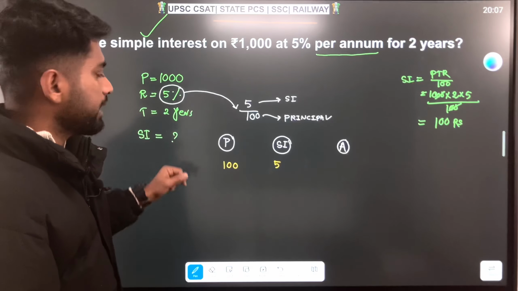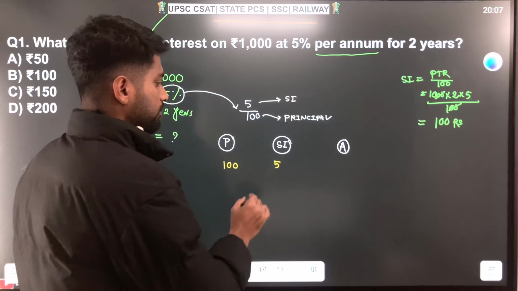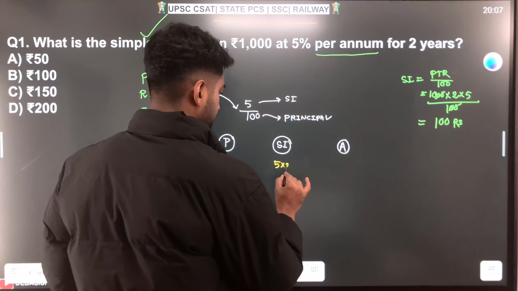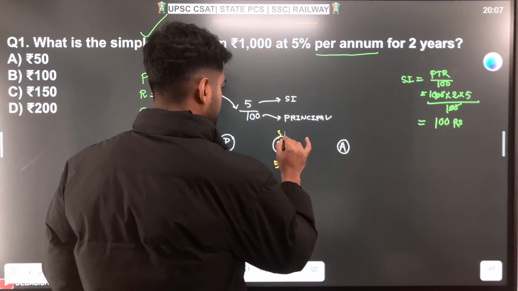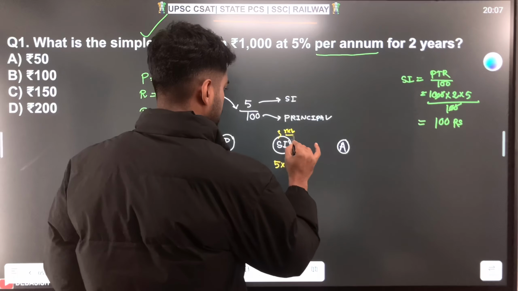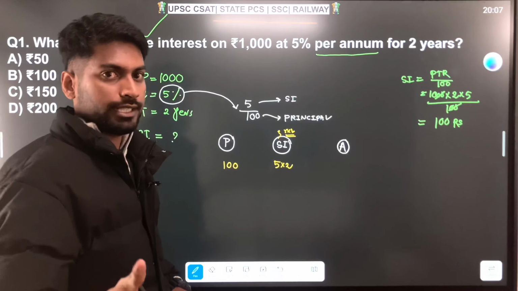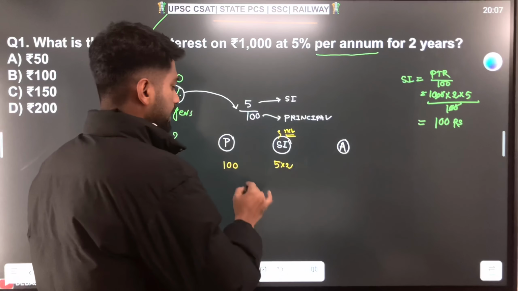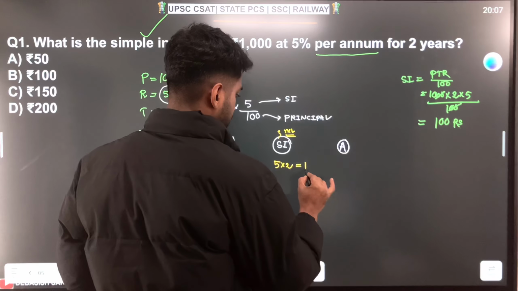But for how many years are we taking the money? That is 2 years. So multiply 2 here. And always remember SI equals R into T. Okay, for 100 rupees, that is R into T. So actual SI is 10 rupees.